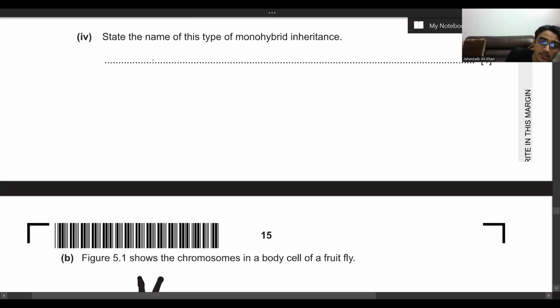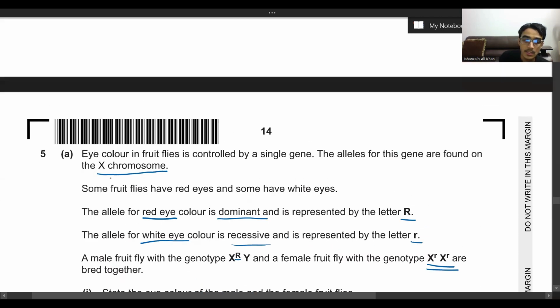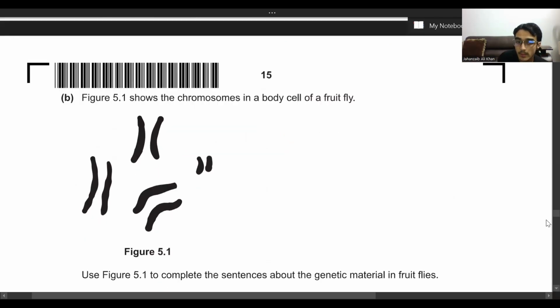Is this type of inheritance autosomal inheritance or X-linked inheritance? See, it's very simple. The question answers this for itself. The question says right here that the alleles are found on the X chromosome. This is already X-linked, not autosomal. The correct answer here is X-linked inheritance. The other type is autosomal.